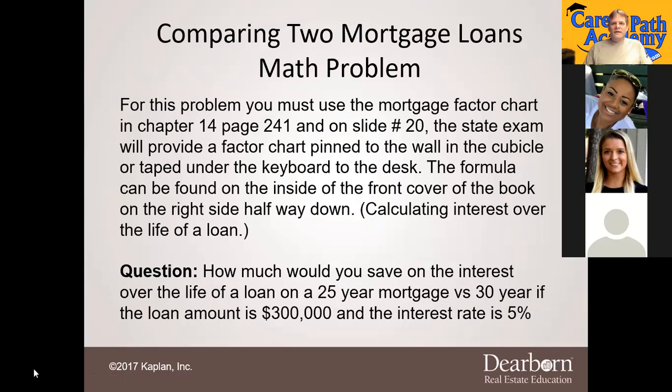So here we go. Here's a question that you do get on the state exam on how to compare two loans. I know you get this on the state exam. So for this problem, you must use the mortgage factor chart on page 241. The state exam will provide this factor chart either pinned to the wall or under the keyboard taped to the desk, or if you're taking the exam online, I asked them specifically about this and they said there's a pop-up for it, the factor chart.